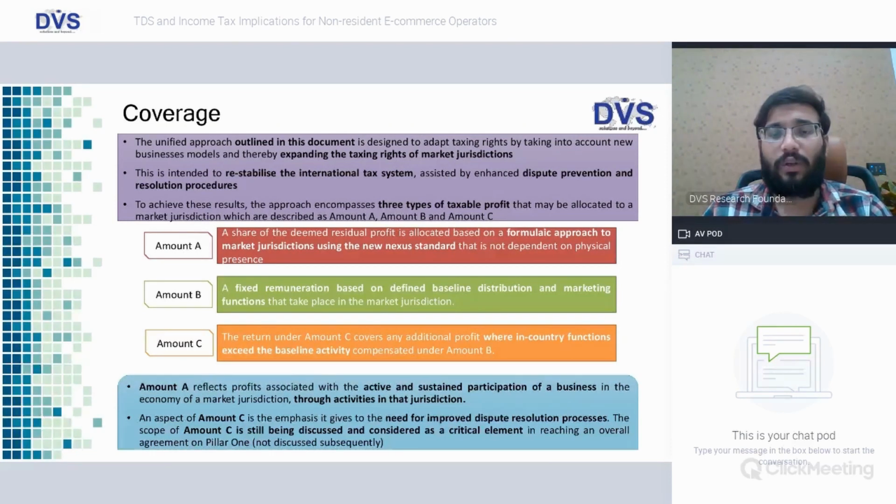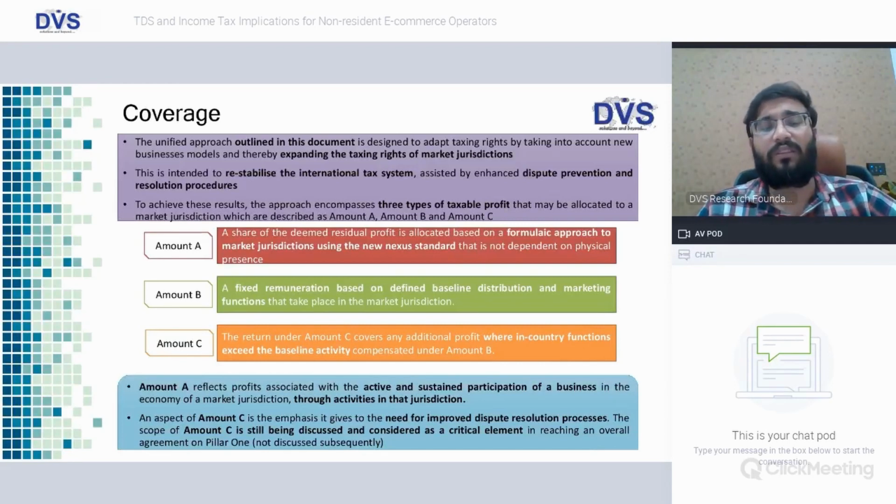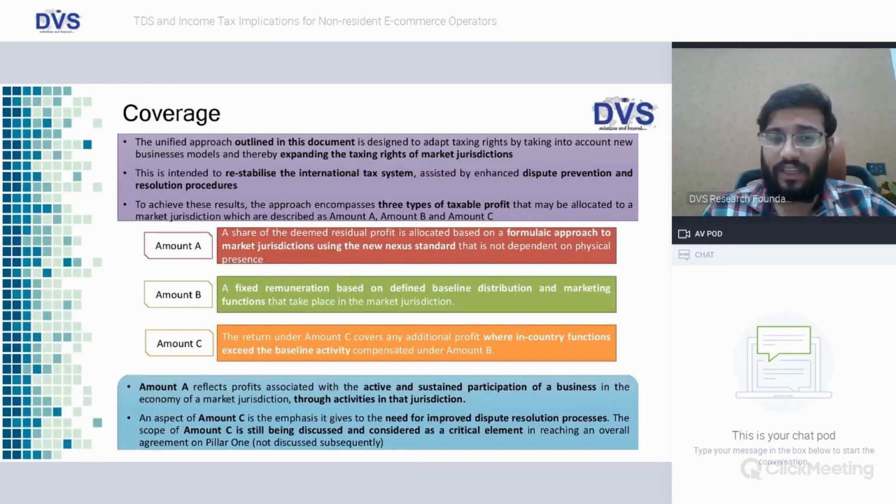The unified approach outline is designed to adopt taxing rights by taking into account new business models and thereby expanding the taxing rights of market jurisdictions. This is intended to restabilize the international tax system, assisted by enhanced dispute prevention and resolution procedures. To achieve these results, the approach encompasses three types of taxable profits. So again, there would be three amounts, A, B and C, which would be taxed under this new regime.